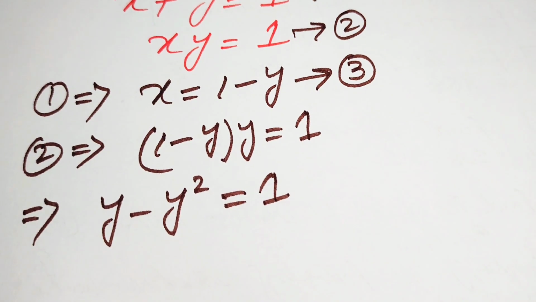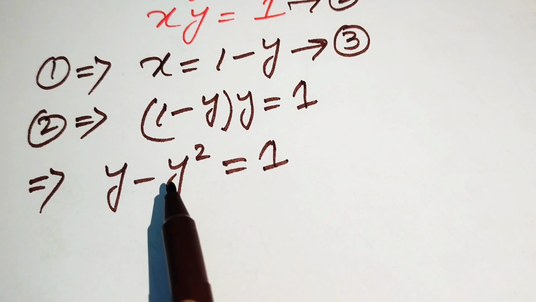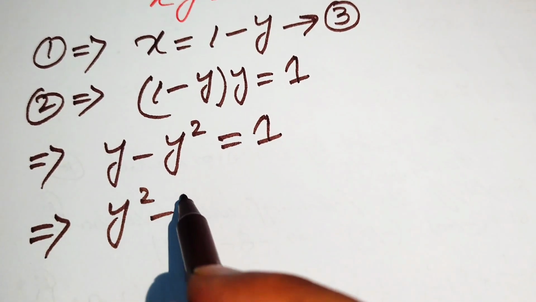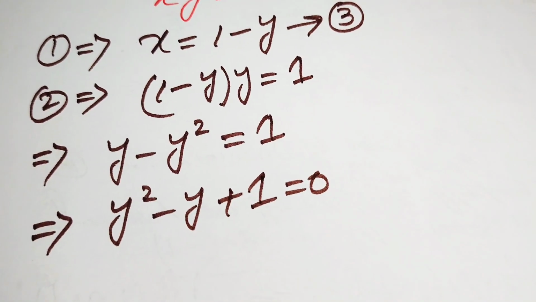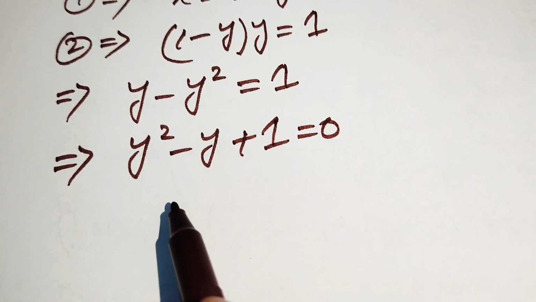So first we convert this into the standard form, so we move these two terms to the right hand side, and it will be written as y squared minus y plus 1 equals 0. So this is the standard form of this quadratic equation, and now we use the quadratic formula in order to solve this quadratic equation.